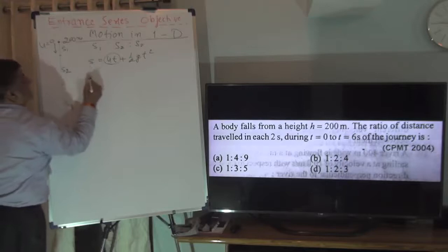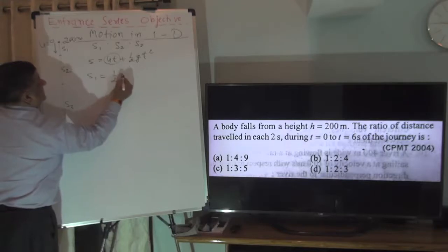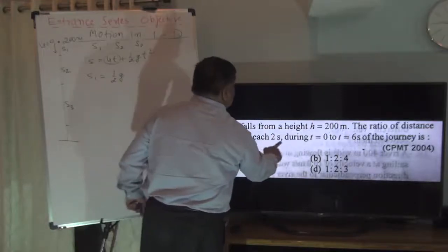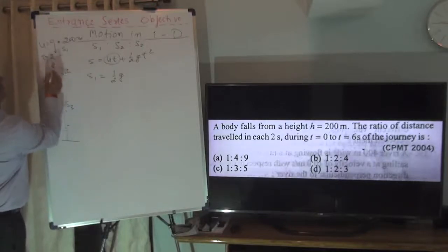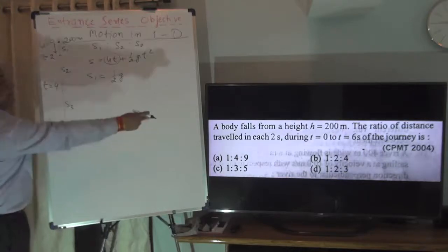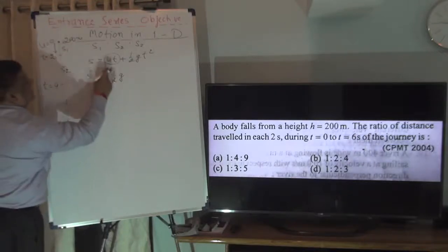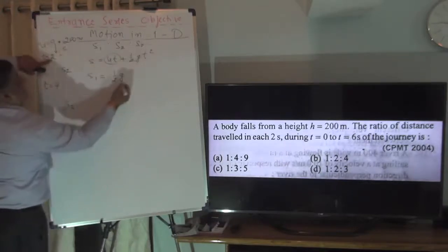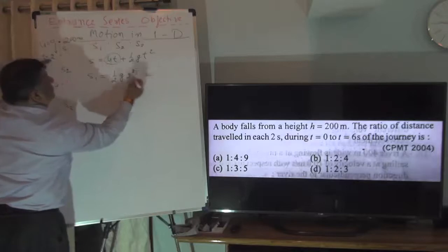So our first calculation, S1 is equal to 0 plus half g t square. How much is the t? The ratio of distance traveled in each 2 seconds. So the first time here t is equal to 2, here t is equal to 4, here t is equal to 6, given in the question. 2 seconds, 2 seconds, 2 seconds. So for S1, u is 0 plus half g t square. t square is how much? 2 square. So this is equal to 2g.